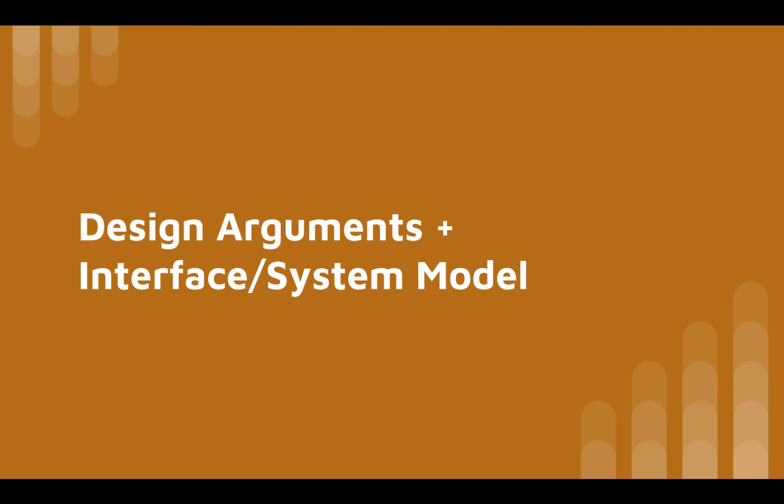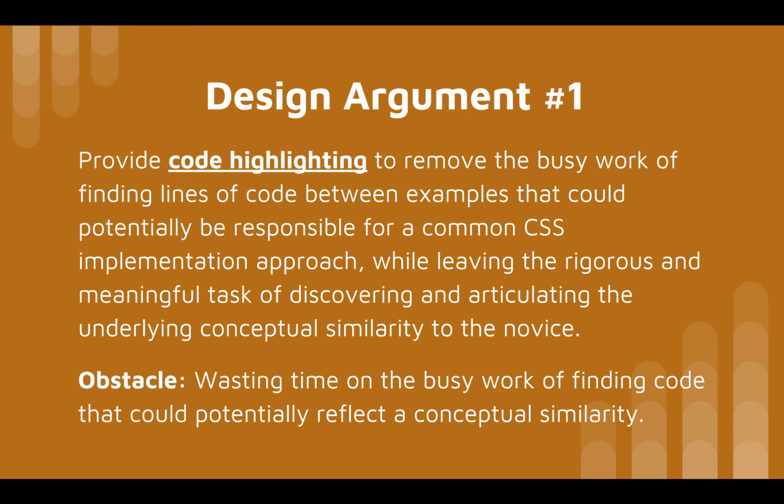So now I'll jump into the design arguments and my interface/system model. I'm going to explain them together because I think that's how they make the most sense. My first design argument for the Knowledge Map tool is to provide code highlighting to remove the busy work of finding lines of code between examples that could potentially be responsible for a common CSS implementation approach. This leaves the rigorous and meaningful task of discovering and articulating the underlying conceptual similarity to the novice while making finding the code that could be responsible very quick.